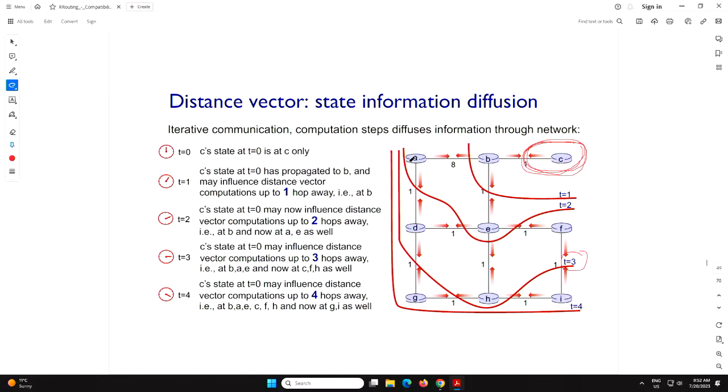But in summary, if a node is 2 hops away from you, not the immediate neighbor, then you need 2 rounds of exchanges. If a neighbor is 3 hops away from you, then you need 3 rounds of exchanges before you can influence that neighbor. If you are X hops away, then it takes X iterations. It's just common sense, because it propagates through your neighbors only, and the neighbors exchange every round. So maybe it's 30 seconds.